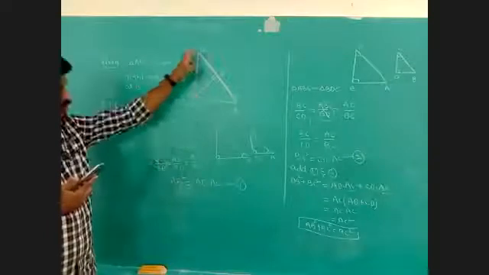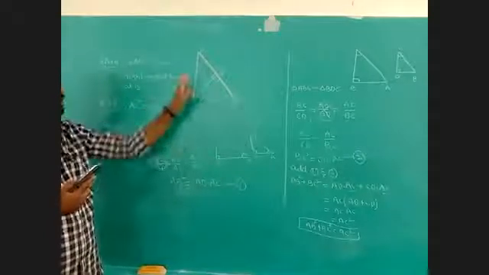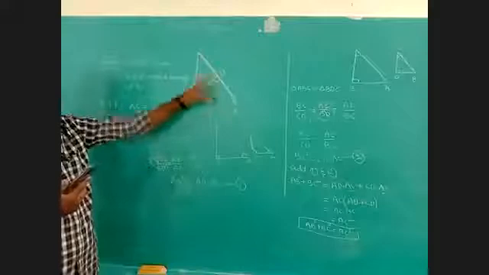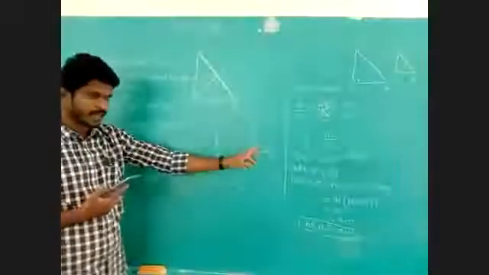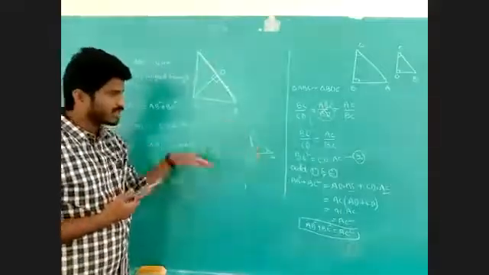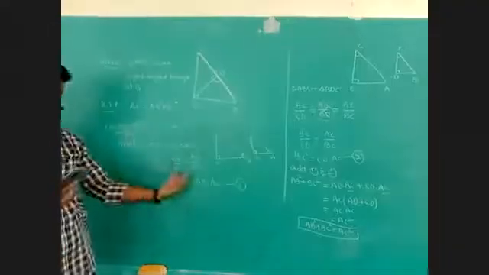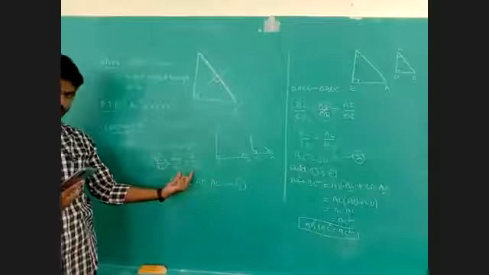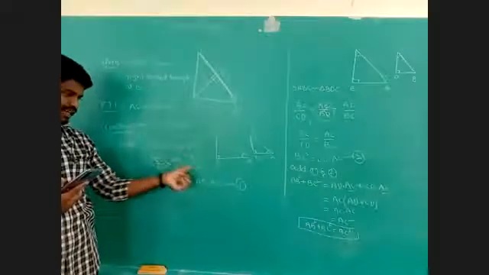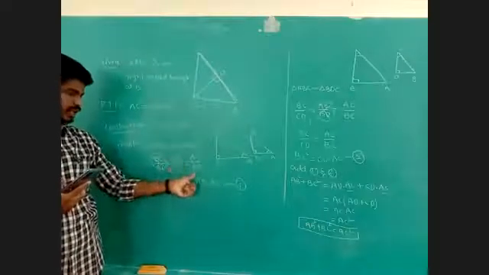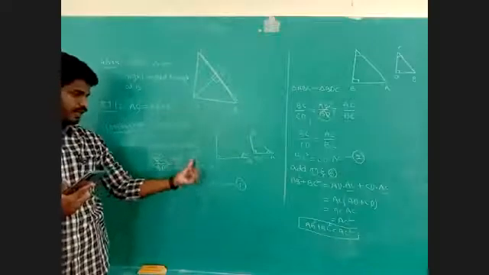Then take the first big triangle ABC and the first part ADB. Then prove that these two triangles are similar. Corresponding sides are in proportion. Of the corresponding sides, you should take only two, and in those two, one side must be common. AB into AB, AB square equals AD into AC. This is equation number 1.